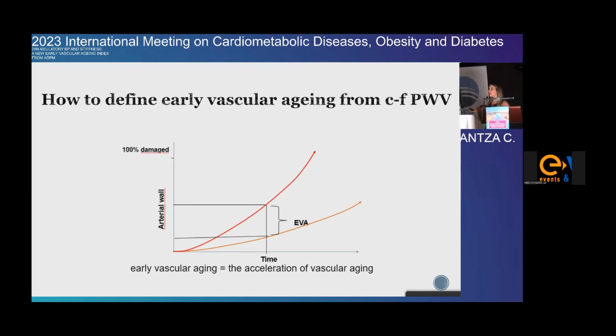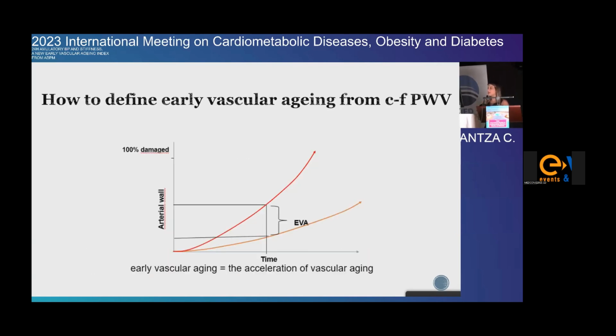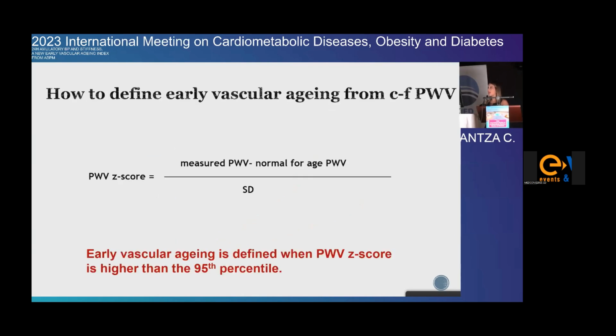And you can see on the slide that if you have a specific healthy individual at a specific time of his age, there is a certain amount of damaged arterial wall. When this damage is higher for his age, then we say that this population has early vascular aging. So early vascular aging is the acceleration of vascular aging. And here is how to define early vascular aging from carotid femoral pulse wave velocity.